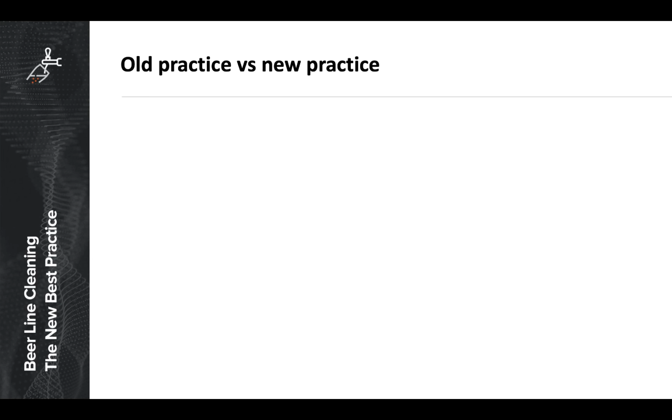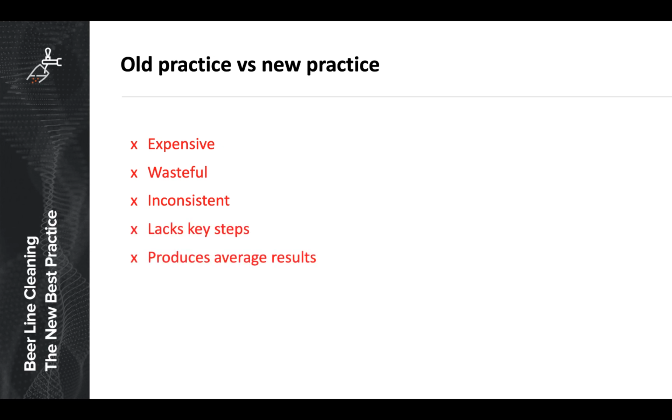In summary, let's take a look at the old practice and the new practice side by side. The old practice is expensive. It costs a lot of money to maintain your beer lines every week, 2 weeks. It also produces a lot of waste, beer wastage, water wastage. It's inconsistent. It lacks key steps, and it produces ultimately average results.